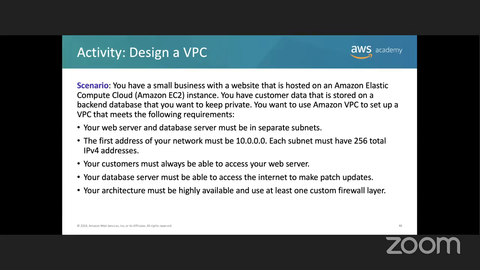Okay, so you have a small business with a website that is hosted on an Amazon Elastic Compute Cloud, Amazon EC2. You have customer data that is stored on the backend database that you want to keep private. You want to use Amazon VPC to set up a VPC that meets the following requirements. Your web server and database server must be in separate subnets, right? Let us not build this, but let us think about it. Where will you put the web server?